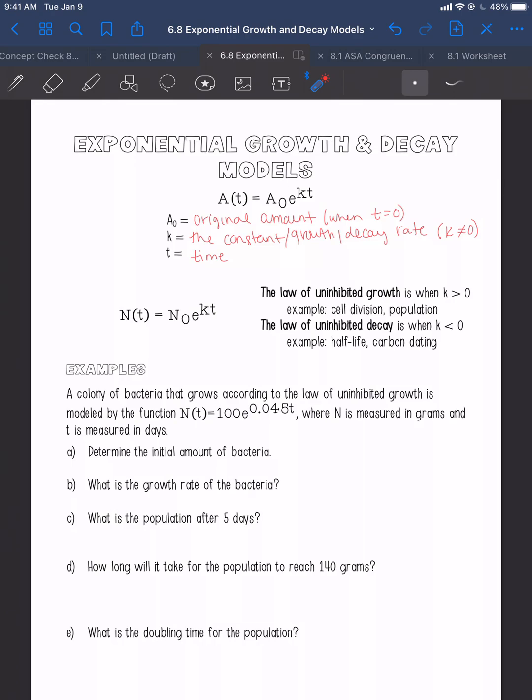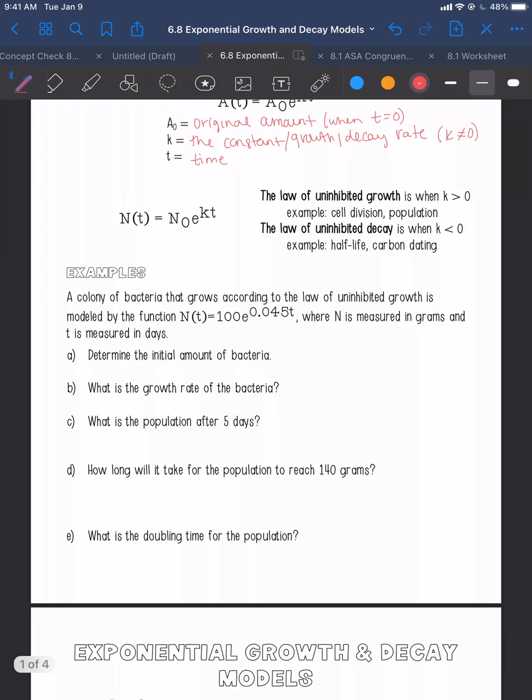You will also see this law of uninhibited growth and decay uses this model function. It's the same thing, but we're using N of t and N sub naught instead of A of t and A sub naught. But when k is greater than 0, we call that the law of uninhibited growth. And when k is less than 0, that would be decay. And there are some examples there for you.